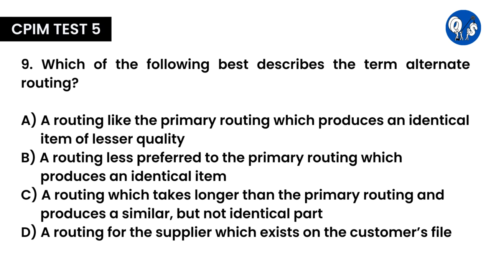Here option B is correct. An alternate routing is not preferred over the primary because the machinery could be older, more variable, or may take longer. However, the identical part is produced within the quality specification.